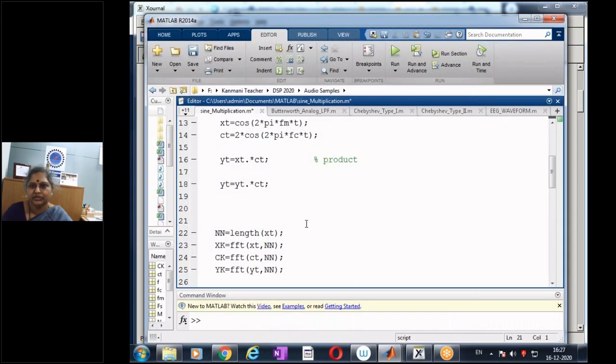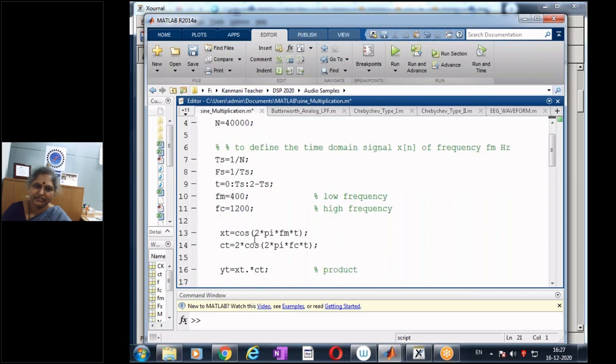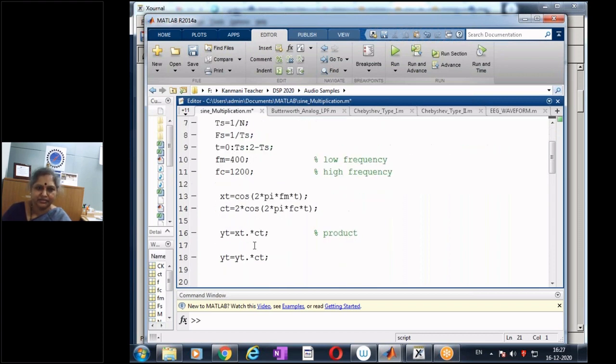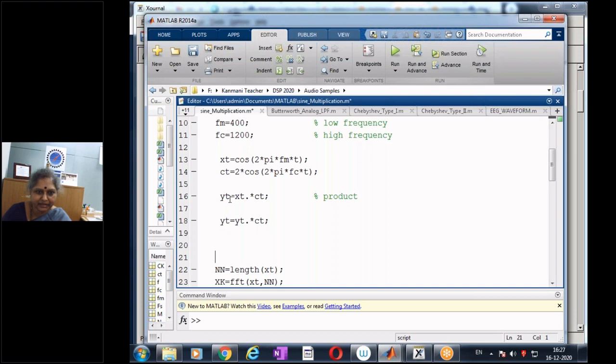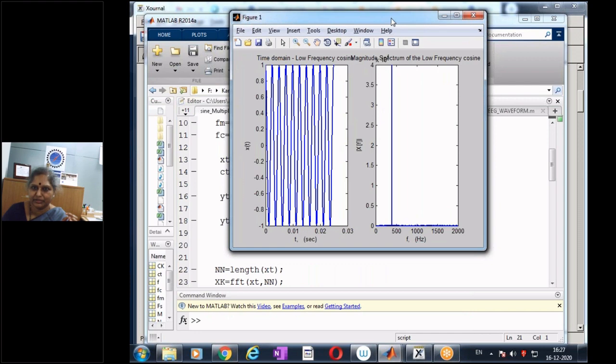Now quickly walking through the program, we have everything the same. We have x of t, c of t, and then I'm getting y of t as the product of x of t and c of t. And later on, I'm getting y of t, which is going to be a product of y of t and c of t. So I'm multiplying the signal with the carrier twice, and let us see how the signal in time domain and the spectrum look.